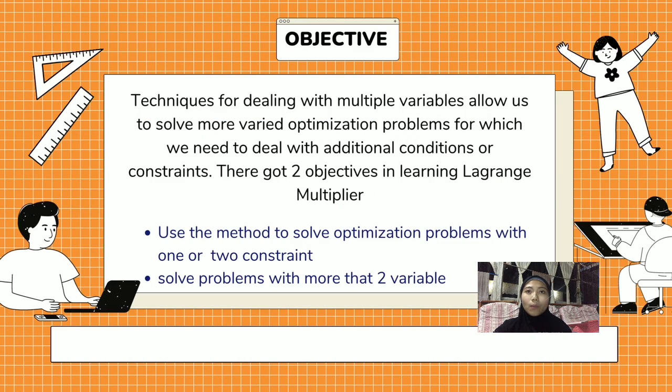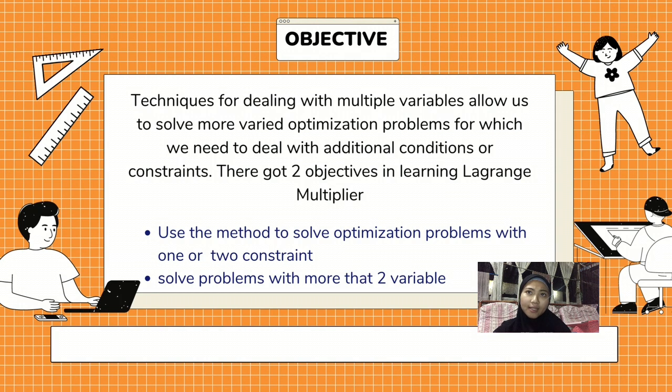From the key concept, we move to the next part, which is the objective. Have you ever wondered why we use the Lagrange multiplier to solve constraint optimization problems? Is it just a special technique or even a must-have technique? Since it is very easy to use, we learn it like basic arithmetic by practicing it until we can do it. But have you ever wondered why we need it? This technique for dealing with multiple variables allows us to solve more varied optimization problems for which we need to deal with additional conditions or constraints.